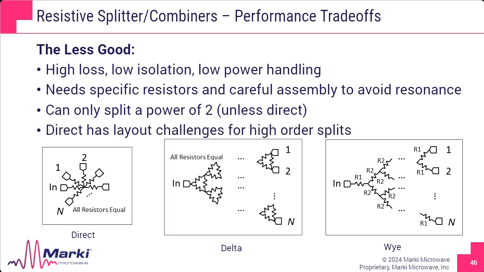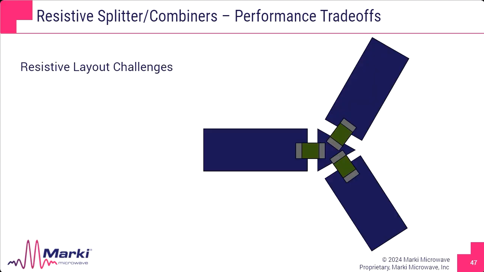And then something I've been mentioning over and over, because I really want to make it clear, there are serious layout challenges for this direct. It is simple and easy to understand, but physically laying this out is non-trivial. So I'm going to just take 30 seconds to discuss the challenges of this resistive layout. This is pretty much what your circuit would look like if you designed it. So you have an input and a couple of outputs, or a couple of inputs and an output.